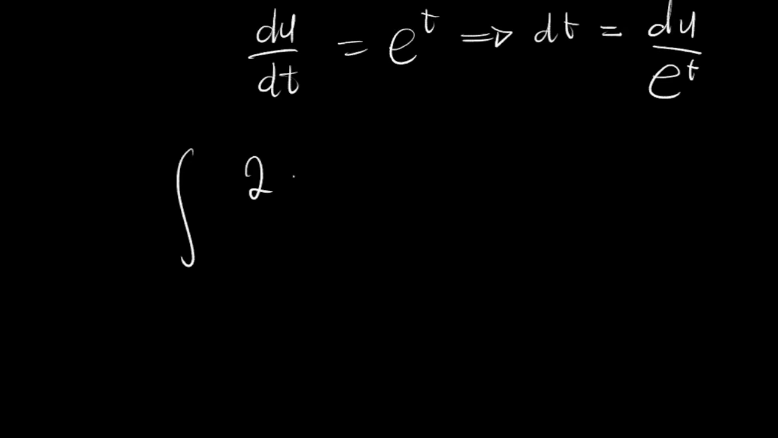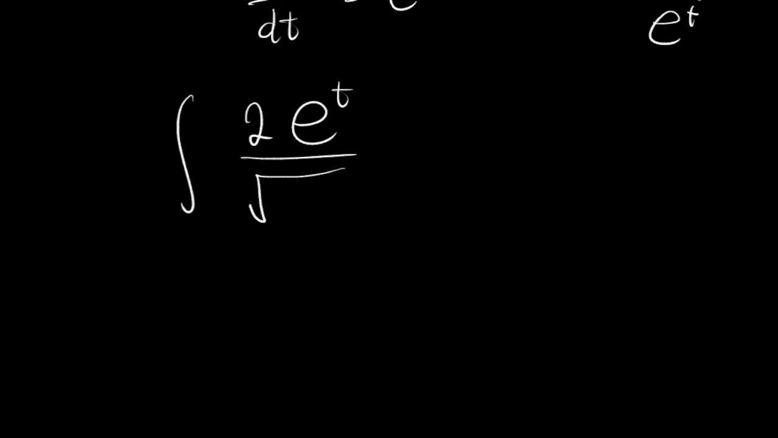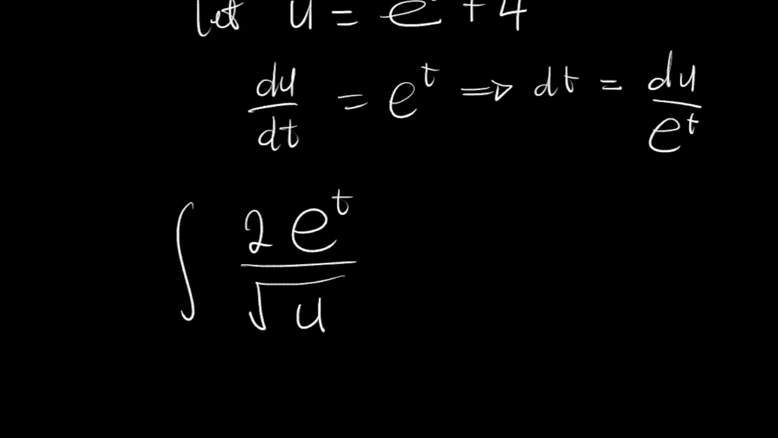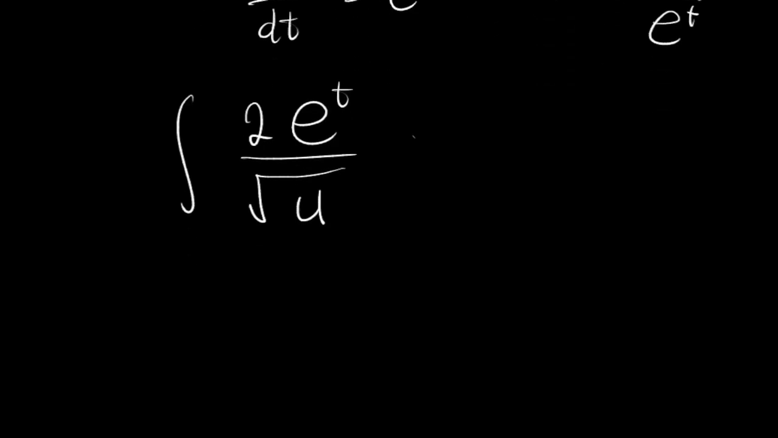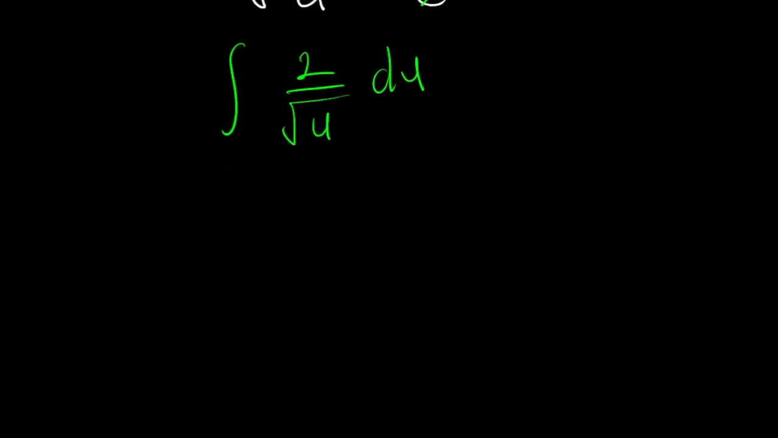So you can now come back here. So we have 2e^t over root of, what is e^t + 4? That's u. And what is dt? dt is du over e^t. That means this cancels this. You can see I didn't have anything involving t again, so I'm left with 2 over root u du. Good. So what remains now?